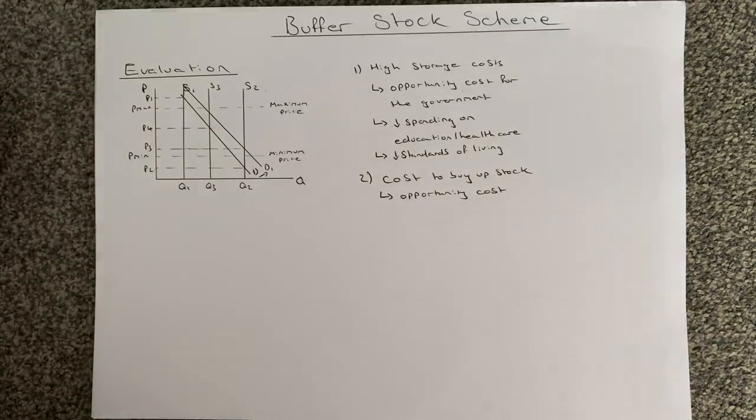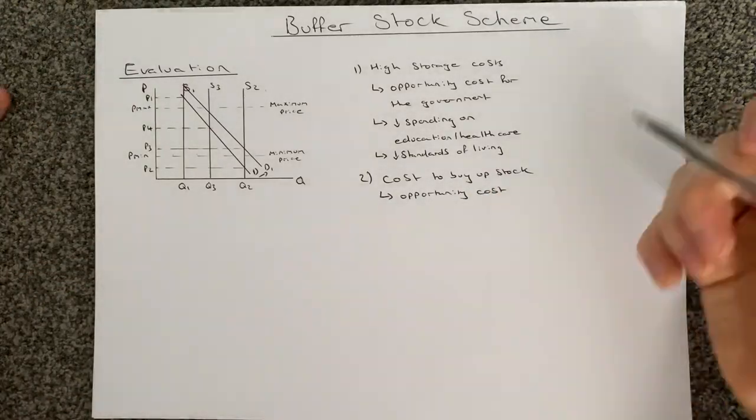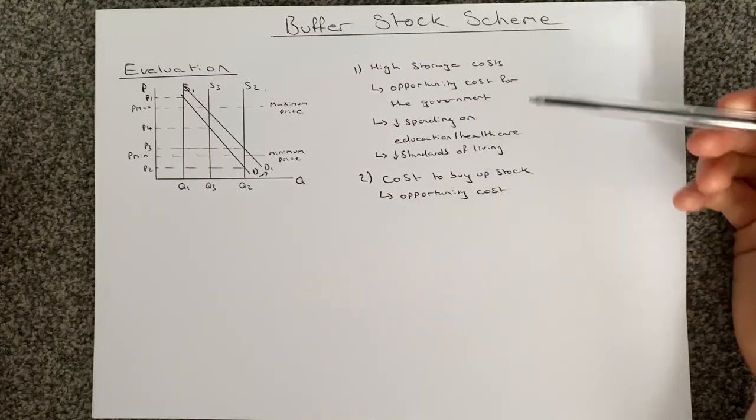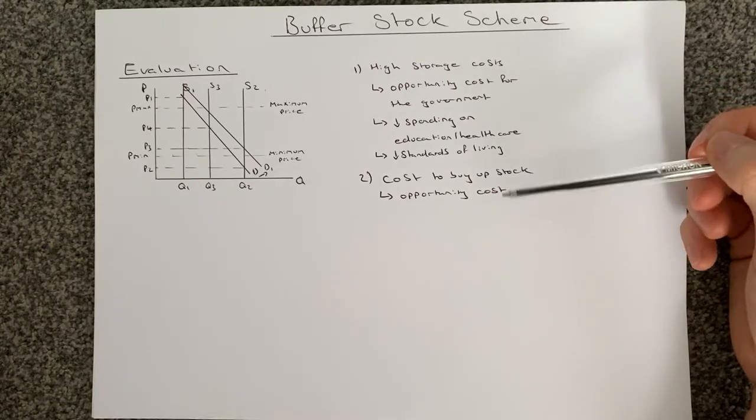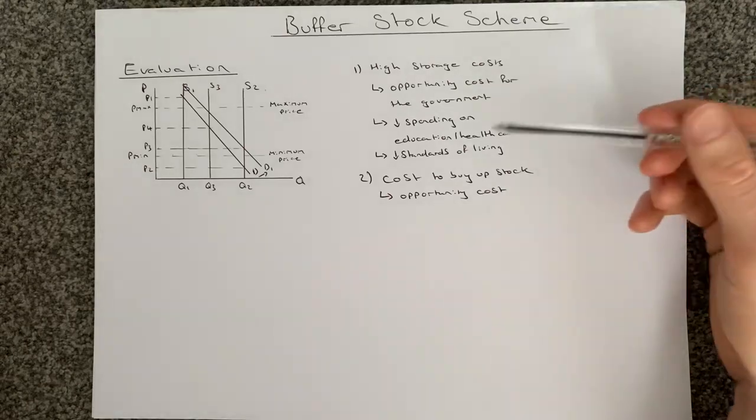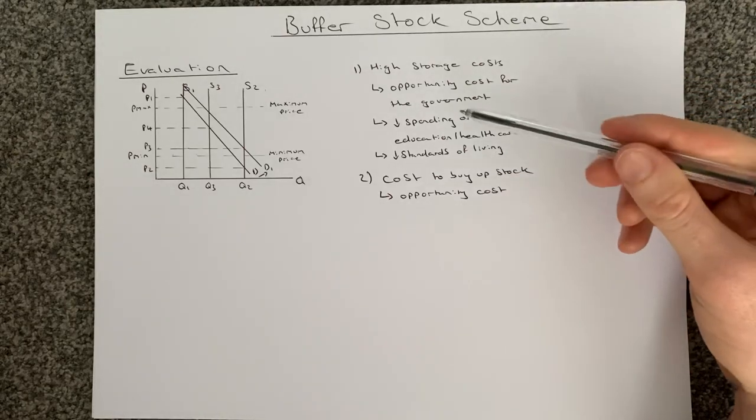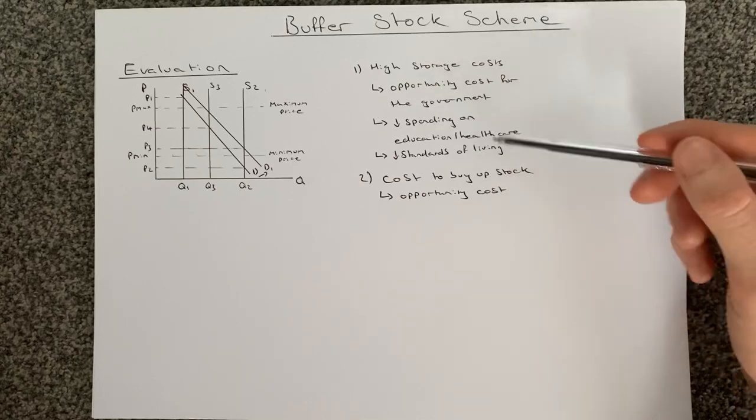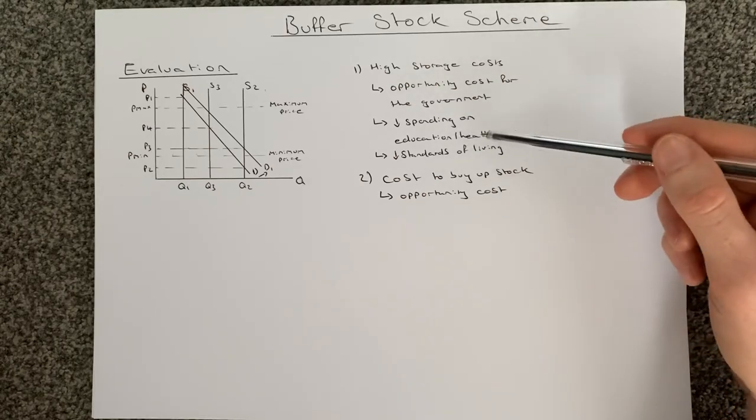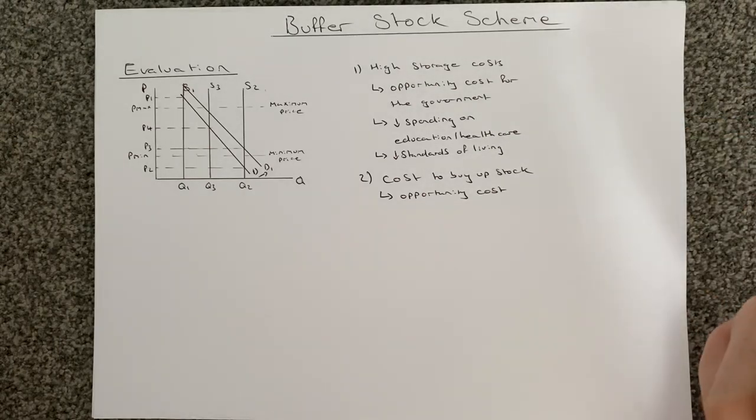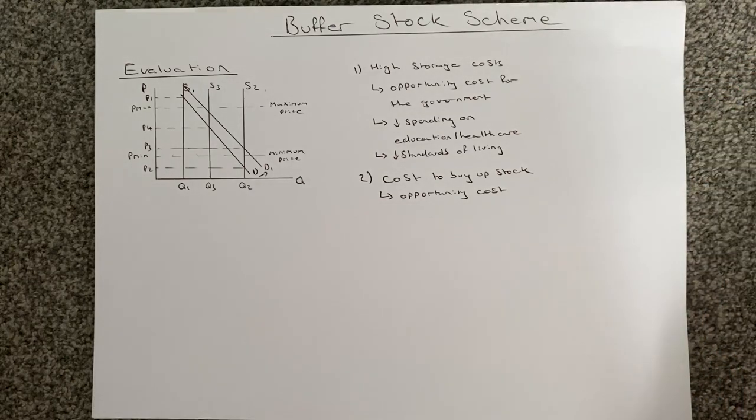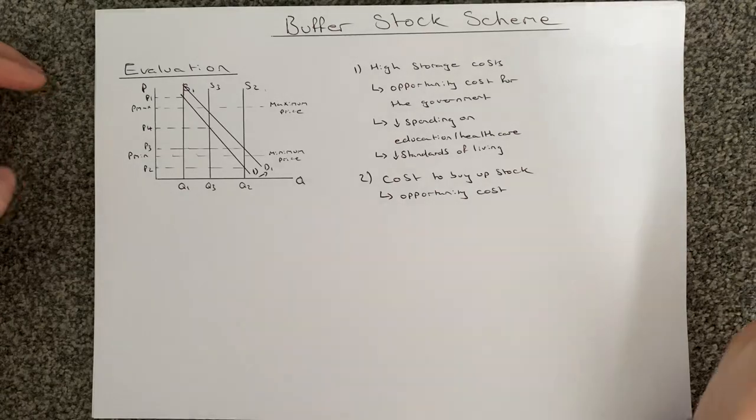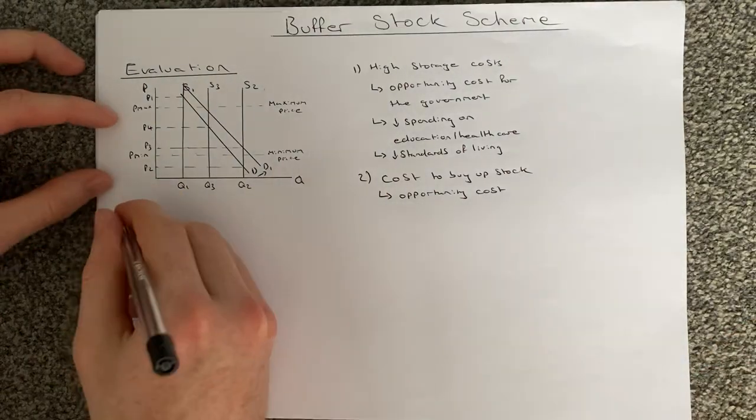Okay, you could have linked these two evaluative points together under the umbrella of costs, and you could explain why there are high costs, and then you may have wanted to follow the same chain of development there with regards to reduced spending on other areas, and therefore that lowers standard of living. But two key points we've talked about so far: high storage costs and cost to buy up the stock. So let's have a look at a third point now.